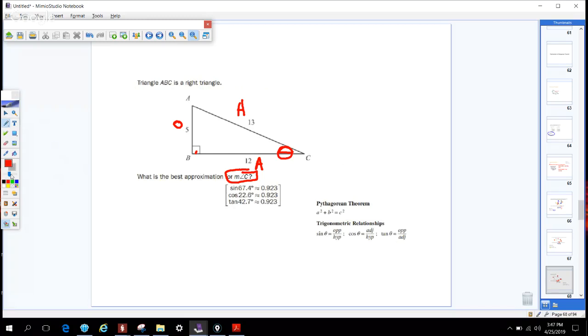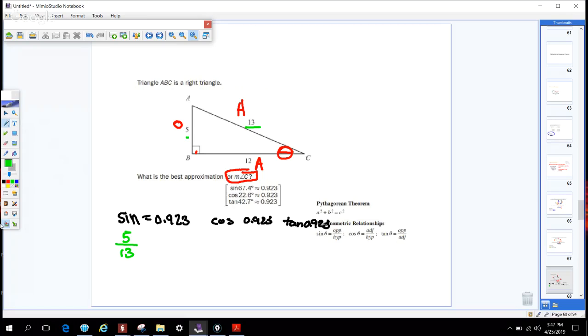So then, here we have to use our brains a little bit. First, they gave us sine could equal 0.923, cos could equal 0.923, or tan could equal 0.923. So this is what you have to do. Well, if it was sine, sine would be opposite over hypotenuse. So I have to think, does 5 over 13, even if I don't have a calculator, about equal 1?